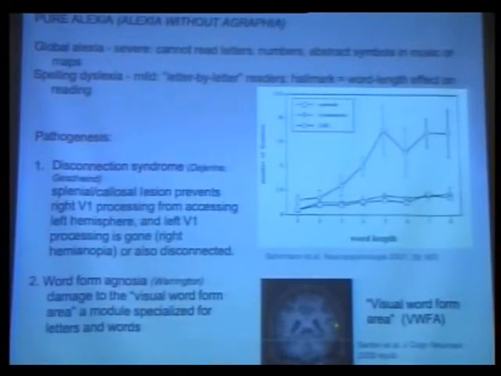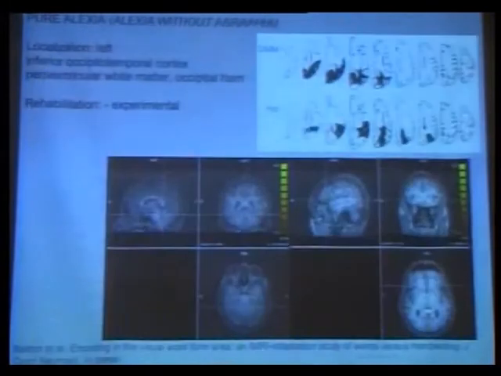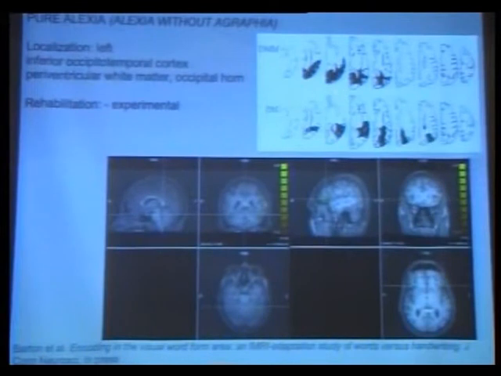I won't spend too much time on this. We talked about this already today. Global versus spelling alexia, the idea that it can be either disconnection or a word form agnosia. Here's a word form area again. Here's the sort of template drawings of two pictures we have. You can see again the main damage is in the back here. Probably it's fusiform gyrus plus or minus the white matter here if it's a disconnection syndrome.